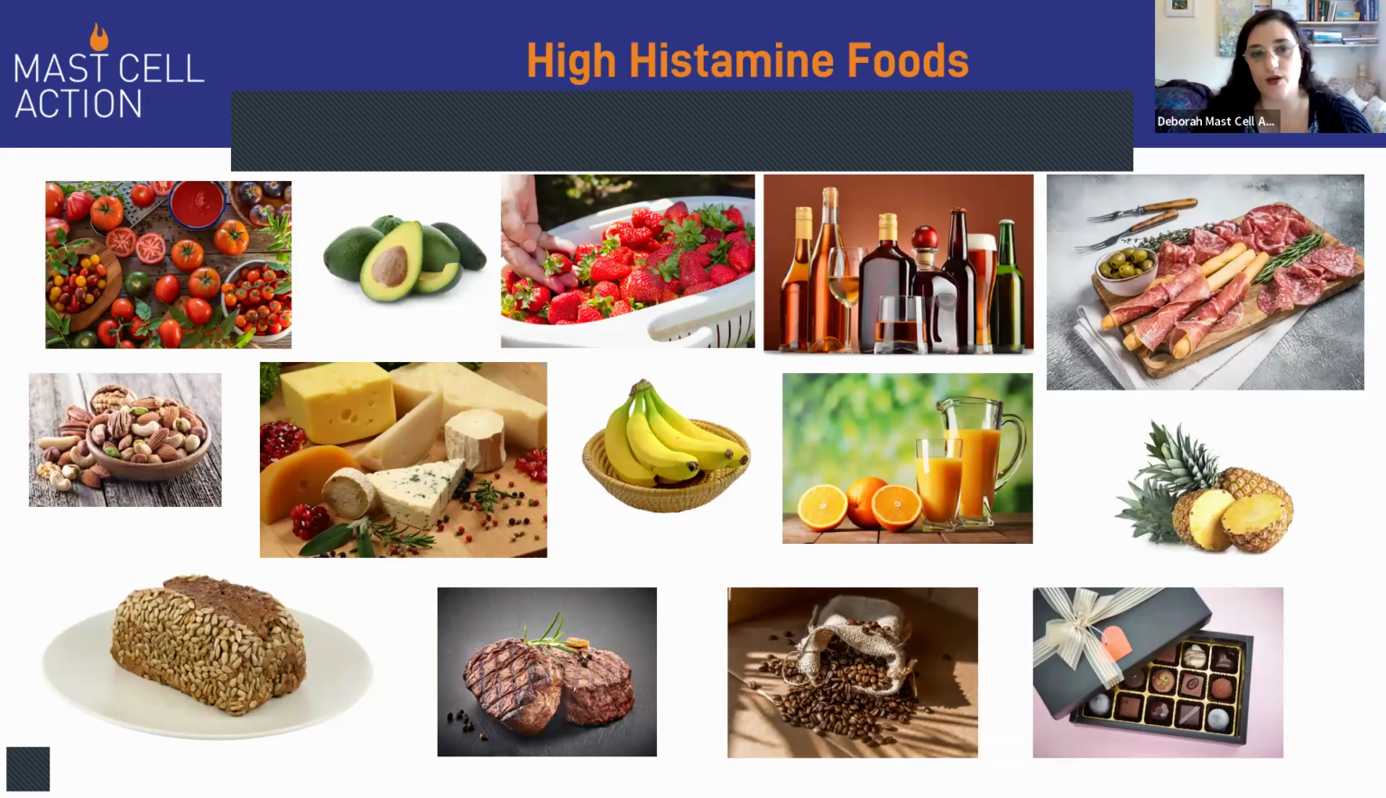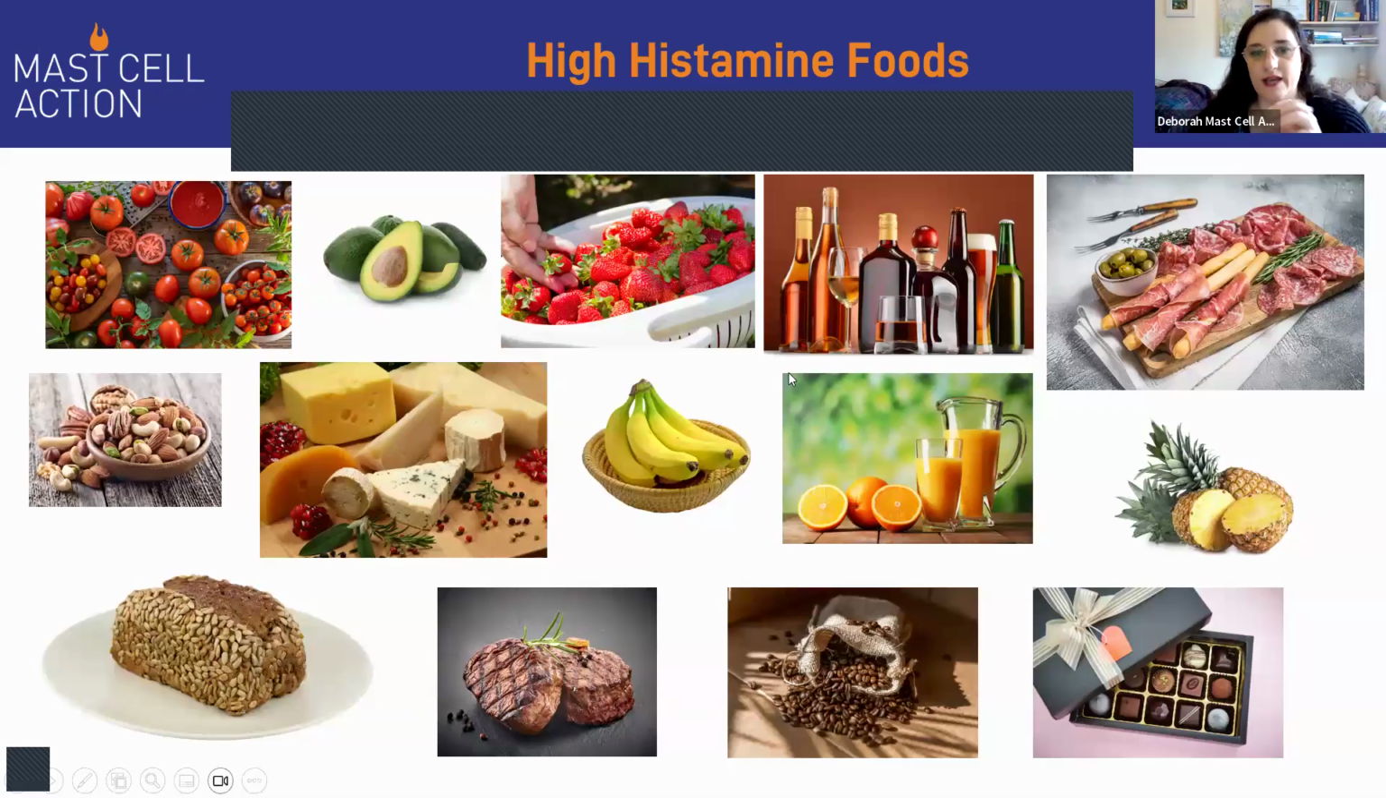Fermented foods is another one. Strawberries are very high in histamine, tomatoes, avocados, bananas. Citrus fruits like oranges and lemons are histamine liberators, so they encourage the body to release histamine. Chocolate is another one that some people struggle with, and nuts. As I said, it's not the same for everybody, so don't just wipe these out of your diet without testing. This is where the food diary really comes in.